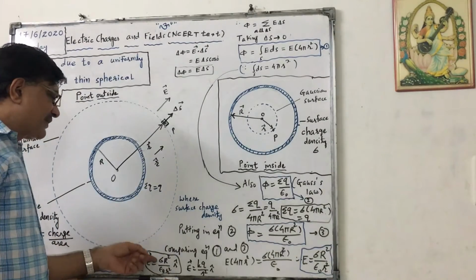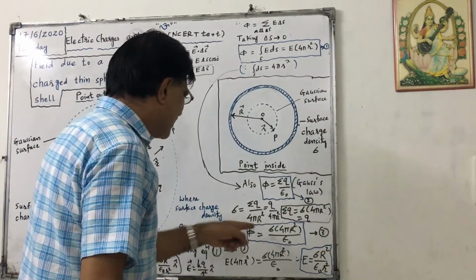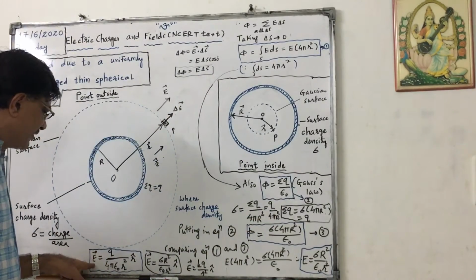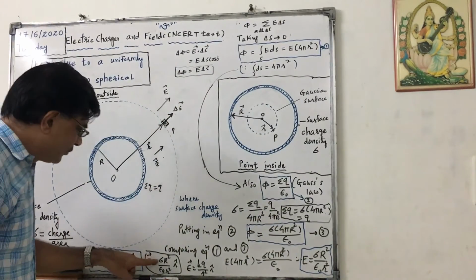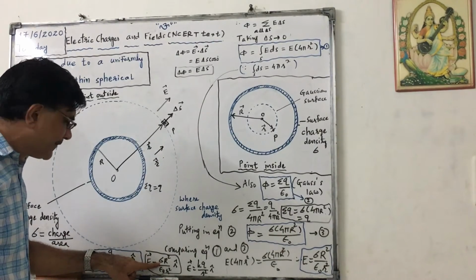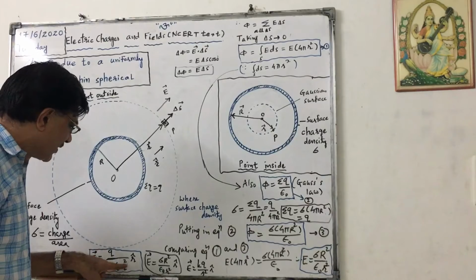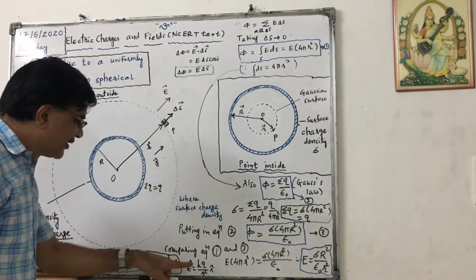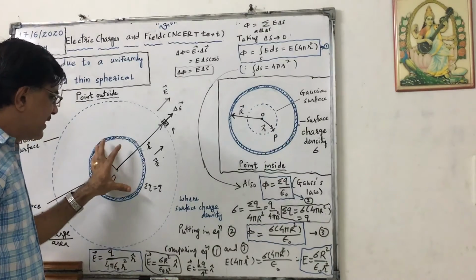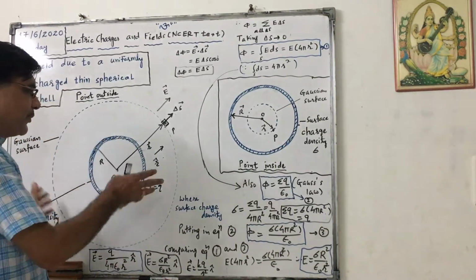If we replace sigma, it can be replaced as small q upon 4 pi capital R square. In that case, vector E will be equal to q upon 4 pi epsilon naught r square into r cap, as the 4 pi capital R square cancels. This can be written as kq by r square into r cap. It means the shell behaves as a point-like charge for outside points.